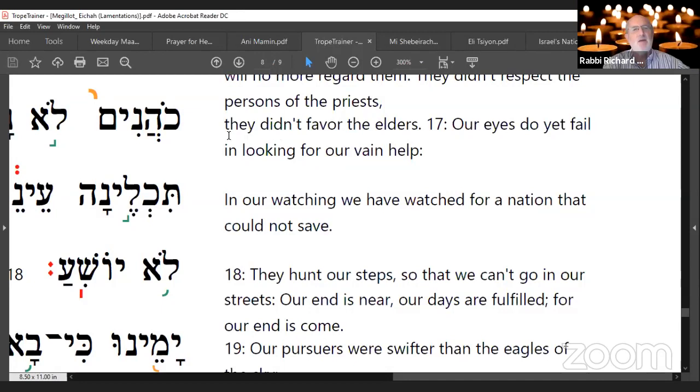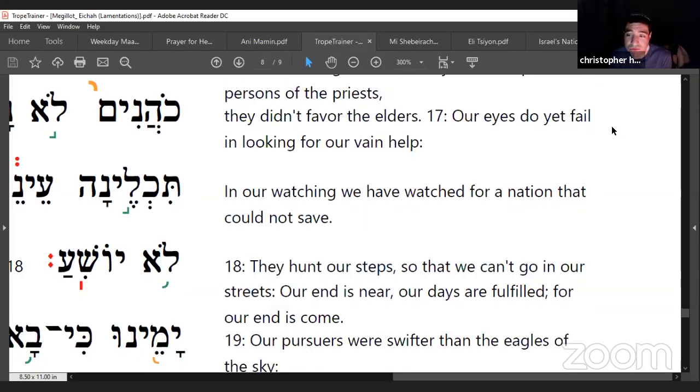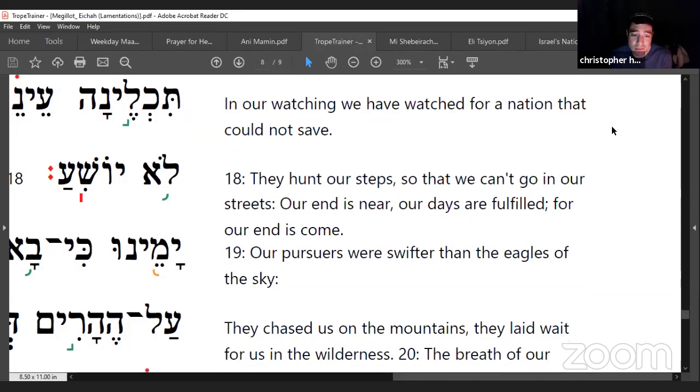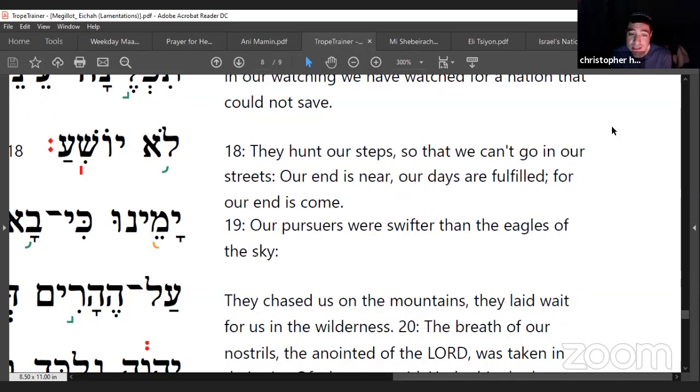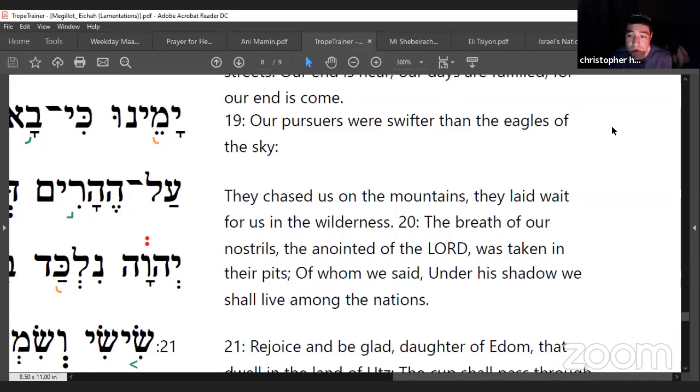They didn't favor the elders. Our eyes do yet fail in looking for our vain help. In our watching, we have watched for a nation that could not save. They hunt our steps so that we can't go in our streets. Our end is near. Our days are fulfilled, for our end is come. Our pursuers were swifter than the eagles of the sky. They chased us on the mountains. They laid wait for us in the wilderness. The breath of our nostrils, the anointed of the Lord, was taken in their pits, of whom we said, under his shadow we shall live among the nations.